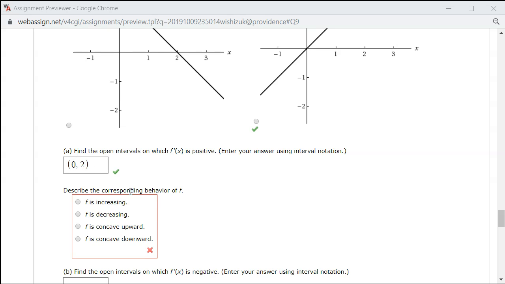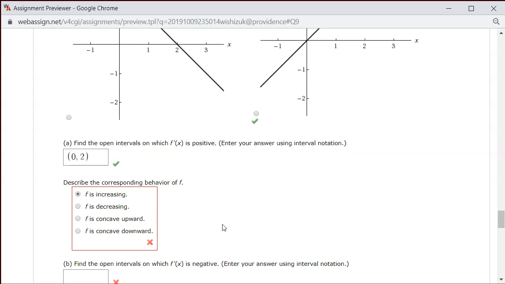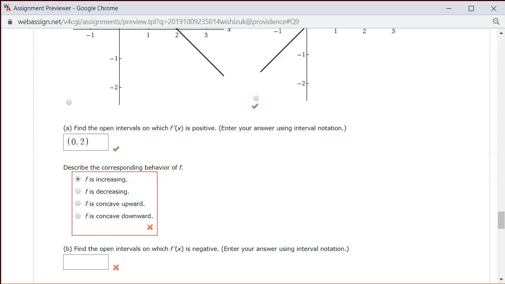And describe the corresponding behavior of f. Since the derivative is positive, it means that f has to be increasing. So we have that. Let's check the answer. I came back, and it looks like we got the correct choice here too.